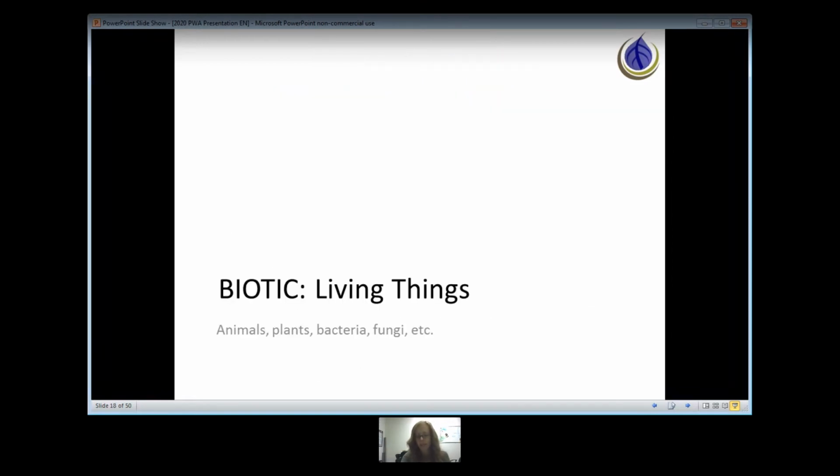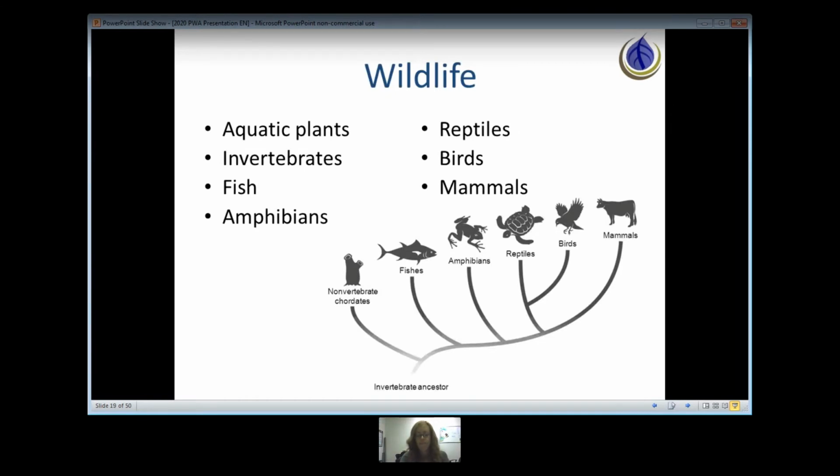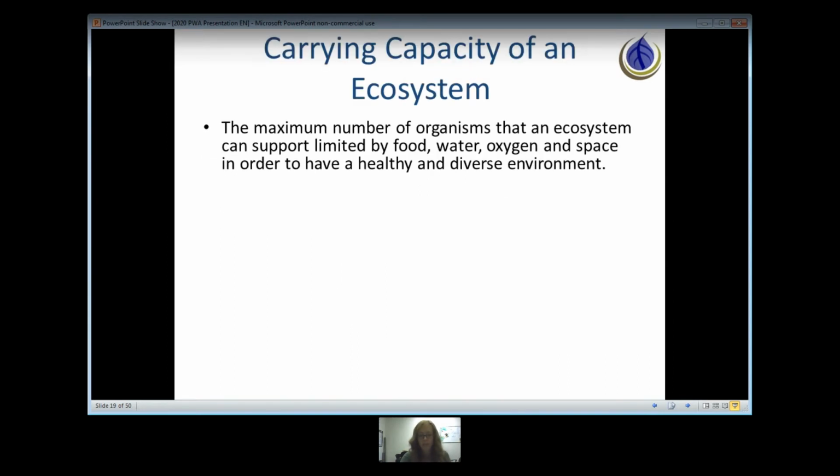So some of the living things that we have in our watersheds. We have many different kinds of wildlife, going from aquatic plants, invertebrates, fish, amphibians, reptiles, birds, and mammals. And all of these can be impacted by the water quality. And of course, our ecosystem can only carry so many species. It can only offer so many resources, whether it's food, water, oxygen, or space.